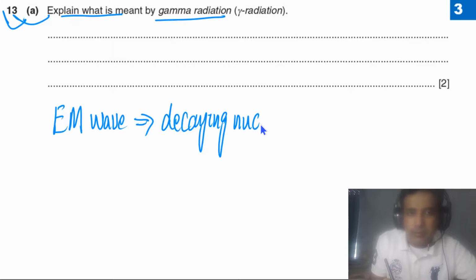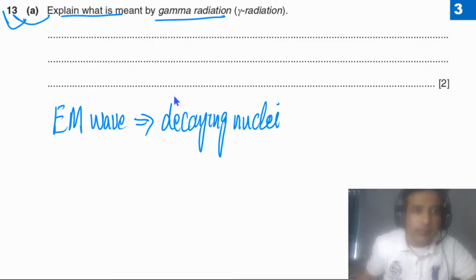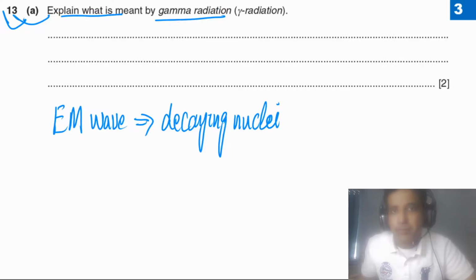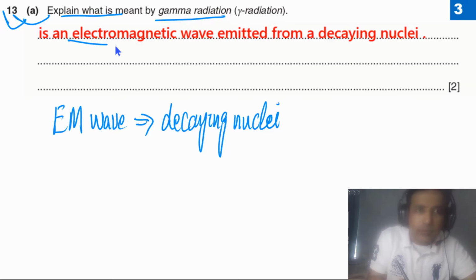When unstable nuclei become stable nuclei, they emit alpha, beta and gamma radiations. Gamma radiation is one type of nuclear radiation that is emitted during radioactive decay. Now let me show you how you can write down your answer. For the sake of this question, you can simply write that it is an electromagnetic wave.